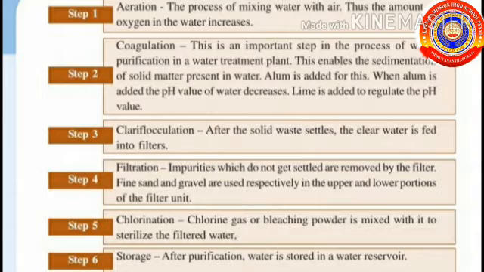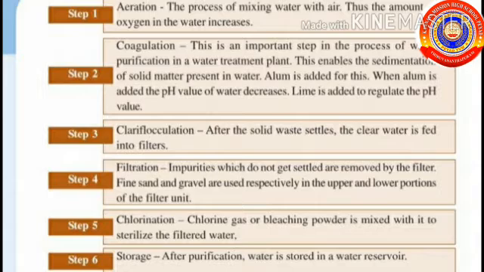So coagulation is the important step and it enables the accumulation of solid matter in the water, and here alum is added for this. When alum is added, the water becomes acidic. So in order to regulate this acidity, we add lime to the water. Thus the pH of the water is maintained.